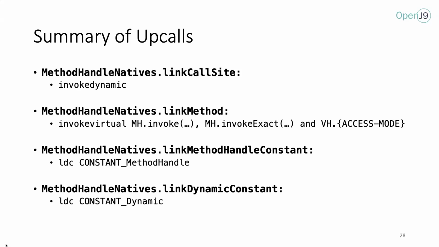In case of the two LDCs, for the constant method handle constant pool entry, the upcall was done to MethodHandleNatives.linkMethodHandleConstant, and for the constant dynamic constant pool entry, the upcall is done to MethodHandleNatives.linkDynamicConstant. So this sums up the upcalls from a VM support perspective.